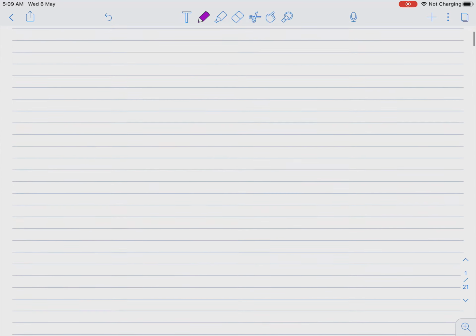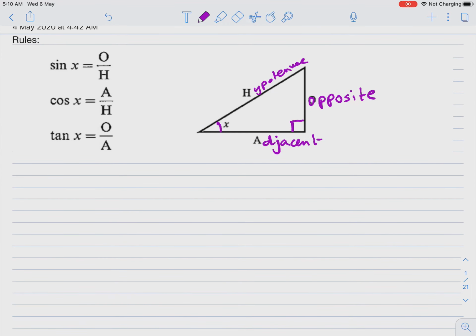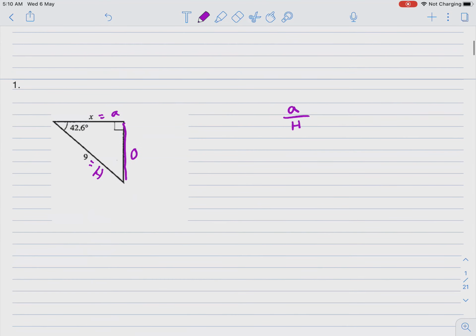So I look back at which rule deals with adjacent over hypotenuse. It is cosine x. So I will say cosine 42.6 degrees is equal to the adjacent, which is x, over the hypotenuse, which is 9. Then after that, I will solve for x. Now notice something very important when you calculate that. Do not calculate cosine 42.6 first, then round it and then multiply by 9. No, put x is equal to, bring the 9 there by multiplication.